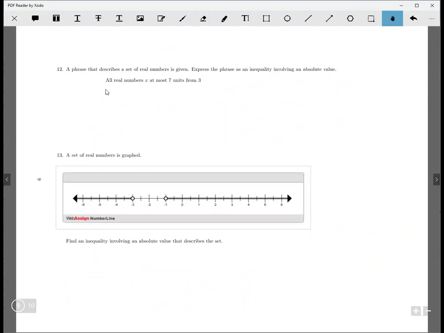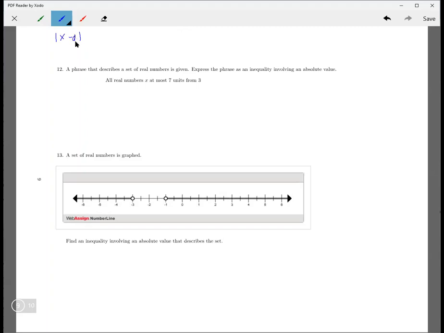Okay, so now number 12. So these 2 problems go back to what we said before. The absolute value of x minus a is the distance between x and a. So you can use that concept to answer these questions.